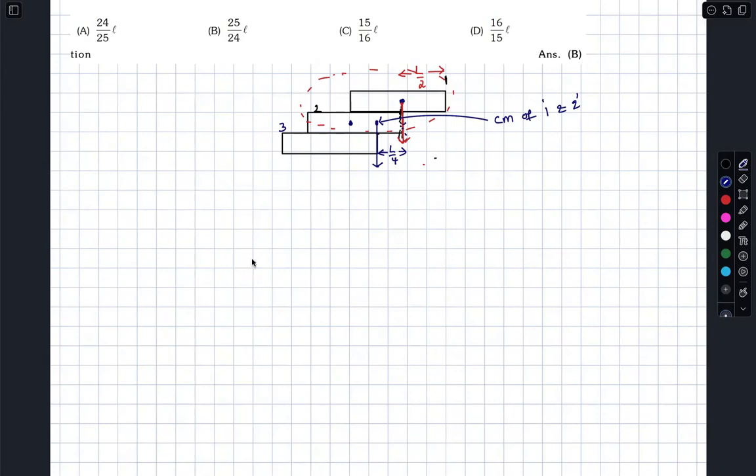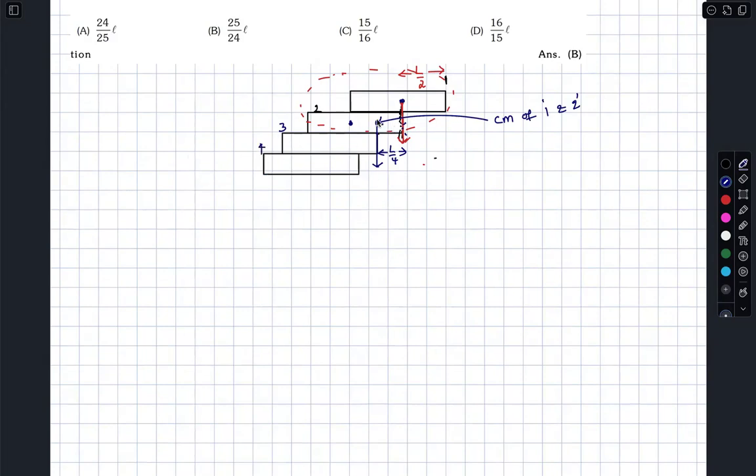Right. Aneka, till this point, any doubt? No, sir. Varun, any doubt? No doubt, sir. Right. Now I am using a fourth block. Now tell me, where should this fourth block be placed?